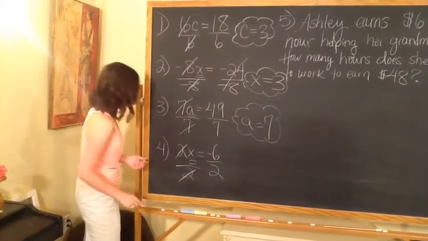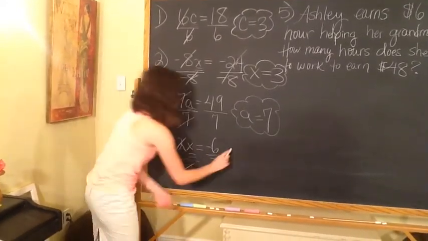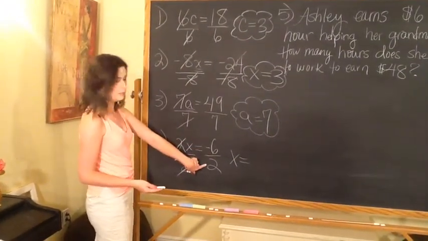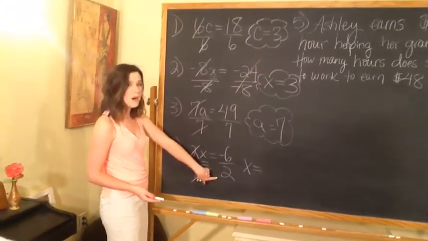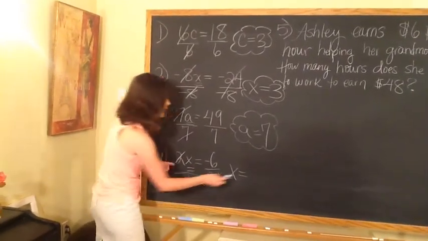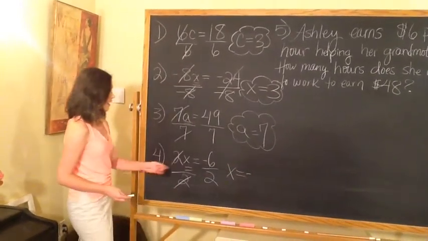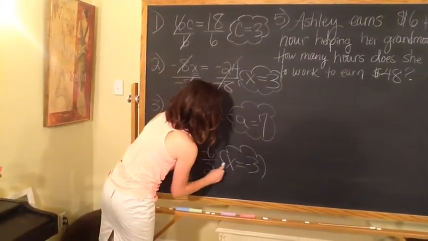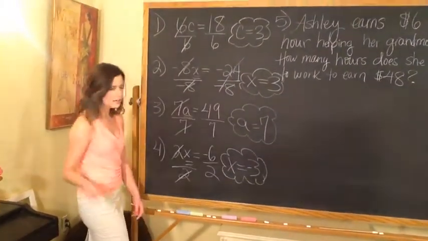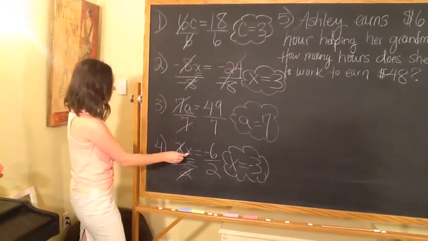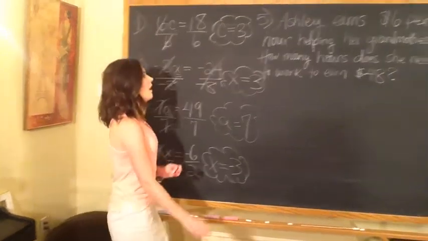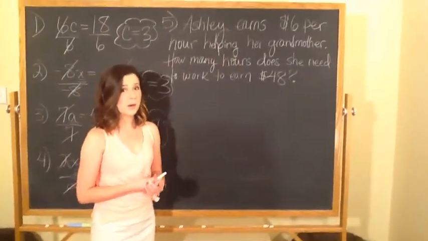So our 2's are going to cancel out, and then we're going to have x is equal to negative 6 divided by 2. So we have a negative divided by a positive. So since there's only one negative, our answer is going to be negative. And then 6 divided by 2 gives us 3. So it says x is equal to negative 3. Let's check ourselves. So this 2 times negative 3, does that give us negative 6? Yes. So we're good.